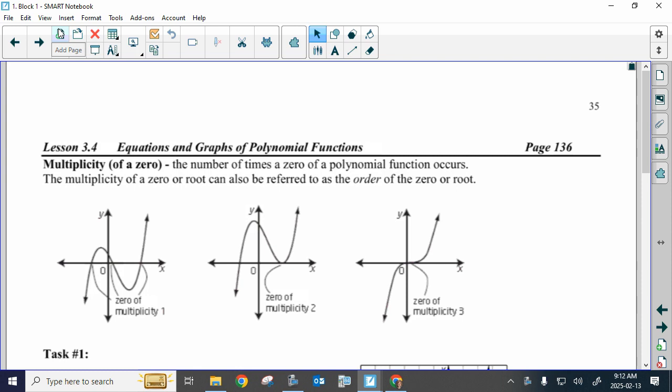We're going to dive into lesson 3.4. Yesterday we learned all about factoring a polynomial function. We used the factor theorem first to figure out the first factor. Then we used synthetic division to factor that first binomial factor out.